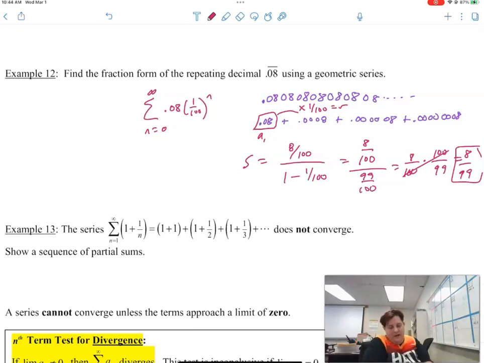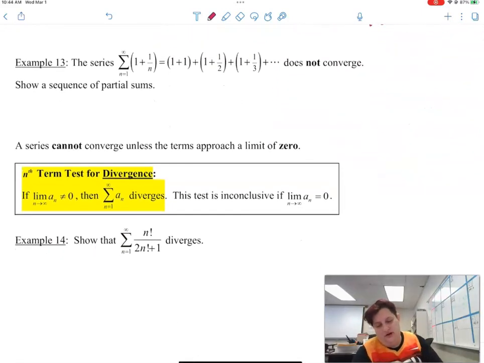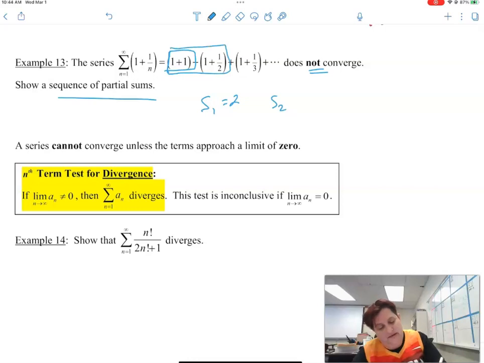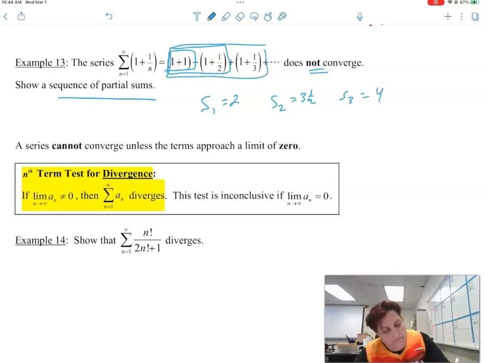Okay, we're going to show that this does not converge. Show a sequence of partial sums. Look, the first sum would be this, so that's 2. The second sum would be the first 2 terms, that's like 3.5. The third sum, 1, 2, 3, 4, plus 1/2 plus 1/3, which is like 4 1/6. So it's getting bigger every time, so it diverges.